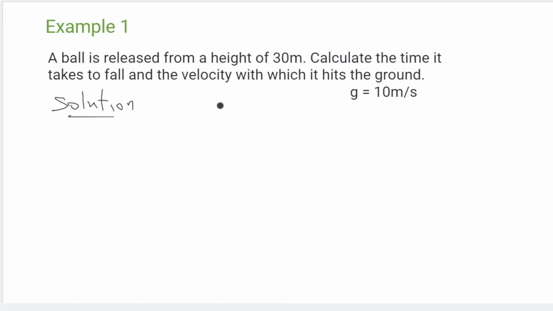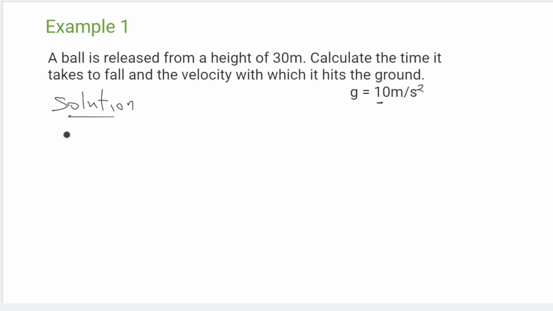All right, we have the first example. Example 1: a body is released from a height of 30 meters. Calculate the time it takes to fall. That's the A part of the question. And the velocity with which it hits the ground. We're given g as 10 meters per second square. Okay, it's going to be square for its acceleration.